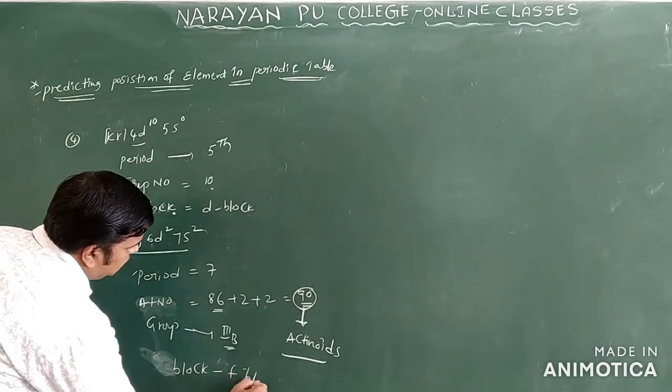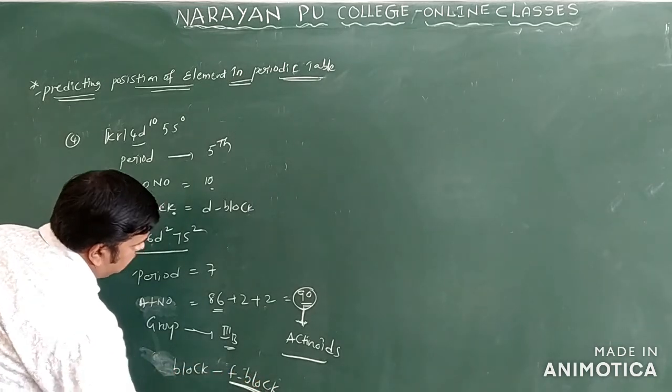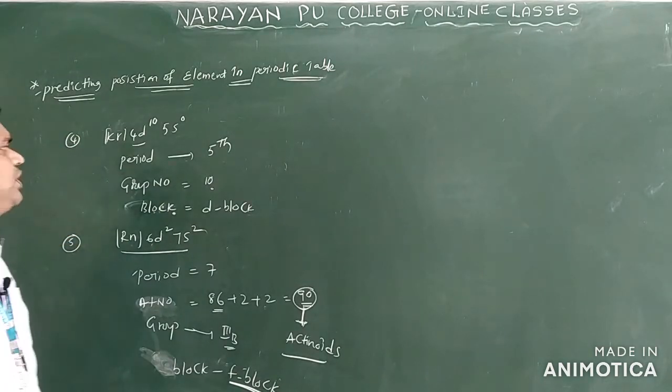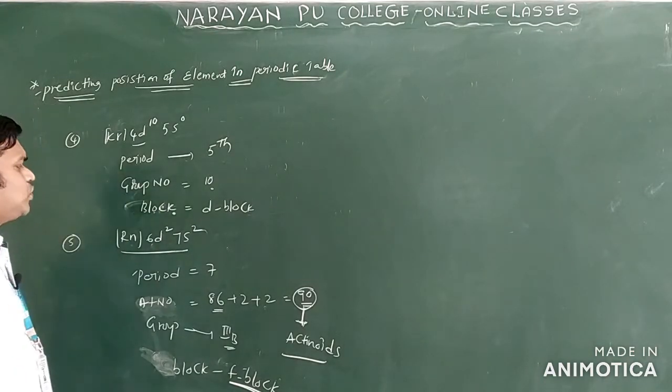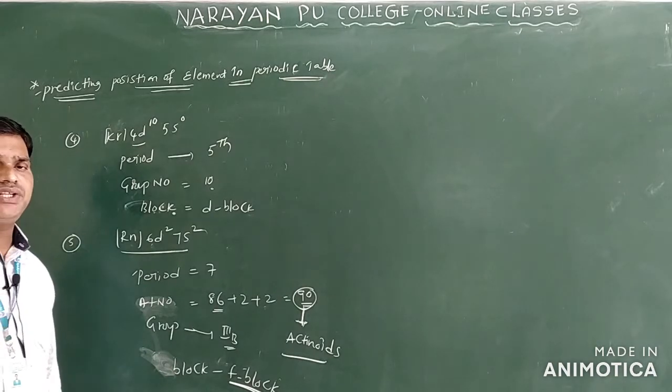And what block does it belong to? Actinides and lanthanides belong to which block? The f block only. So in this way we have to identify the period, group number and block if the electronic configuration is given.